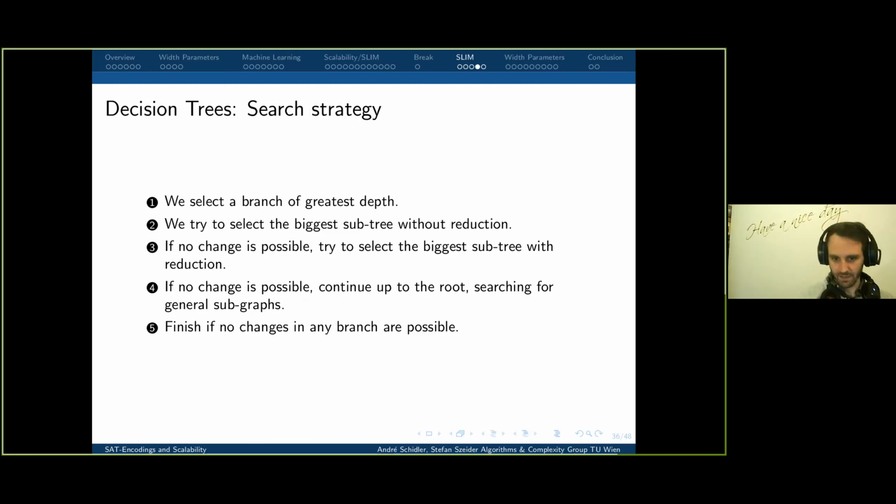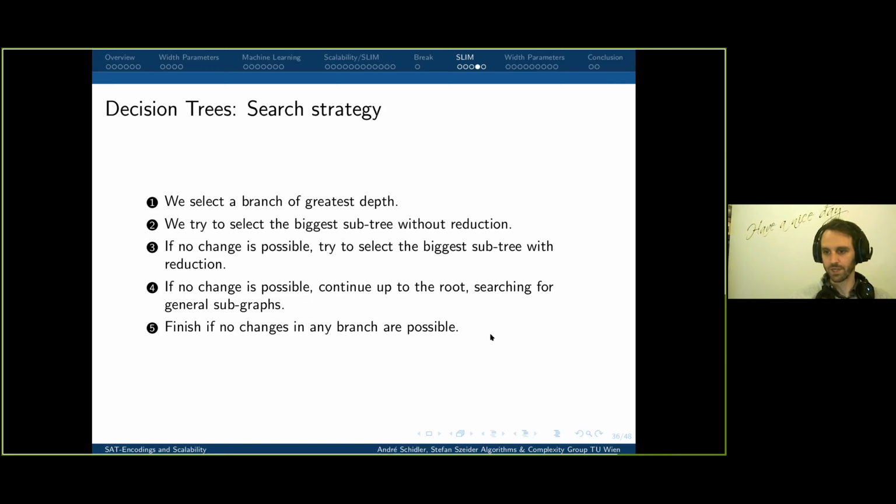For the search strategy, I mentioned before, we choose one of the branches with the greatest depth. We try to select the biggest subtree that we can select without reducing anything. Again, we have a limit on the number of samples that we have to adhere to. So we try to select the biggest subtree without any reduction. Then if no change is possible this way, we try to select the biggest subtree with reduction, which is usually a larger subtree. And then again, if no change is possible, we go up this branch towards the root, and we try to search for general subgraphs along the way. So we try to reduce within the deepest branches first. And we do this for all the branches.